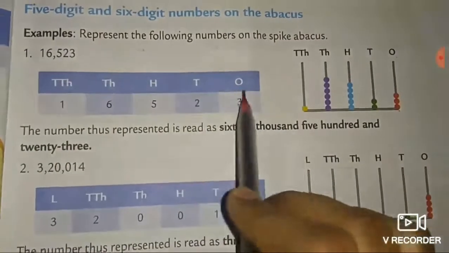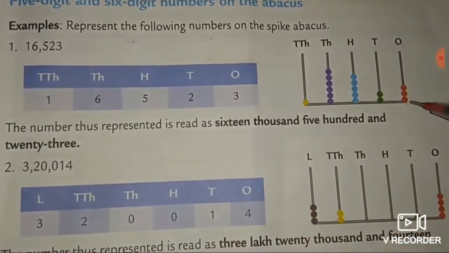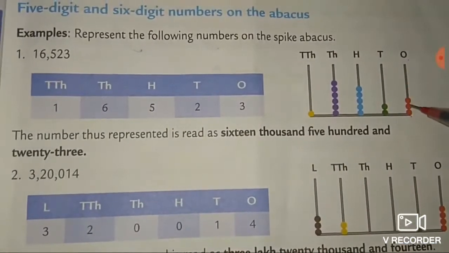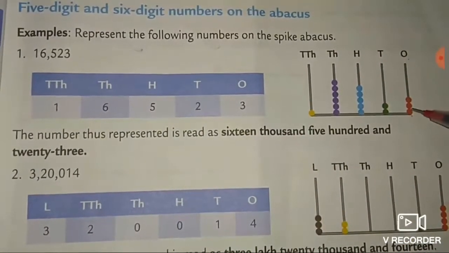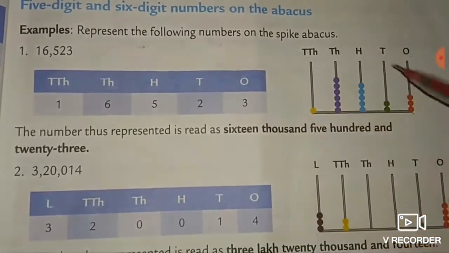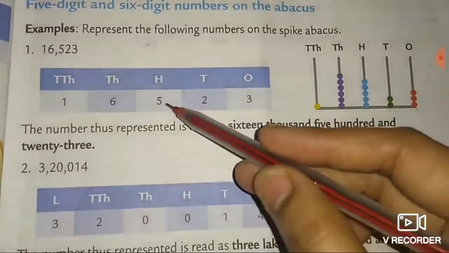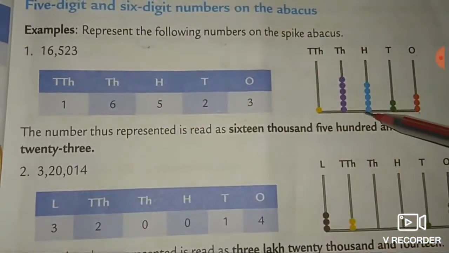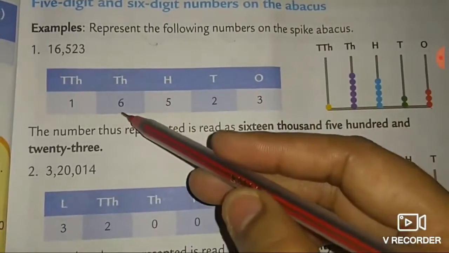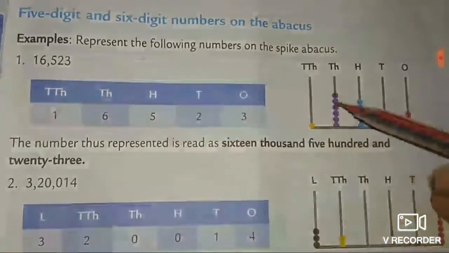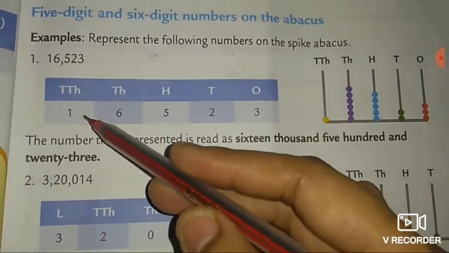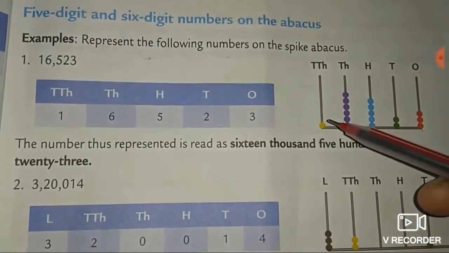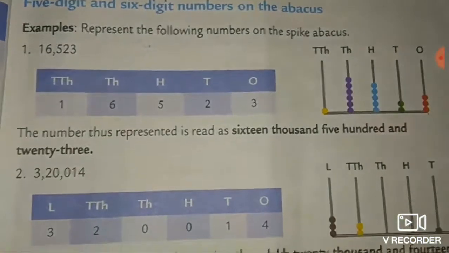So 3 is in the ones place, so draw 3 balls on the abacus. In the tens place is 2, draw 2 balls. In the hundreds place is 5, then draw 5 balls in a different color. In the thousands place is 6, so 6 balls, and in the ten thousands place only 1. Like this we represent the number on the abacus.